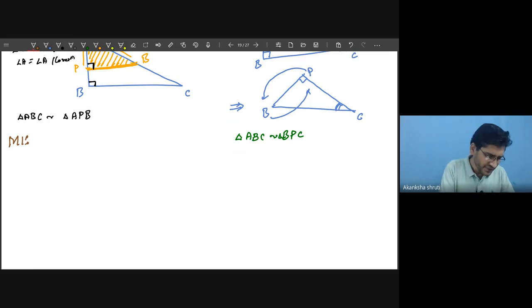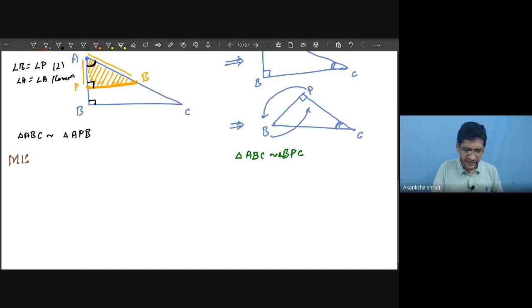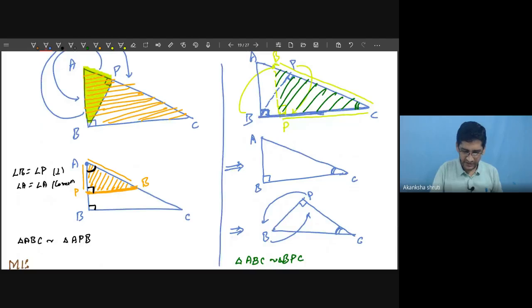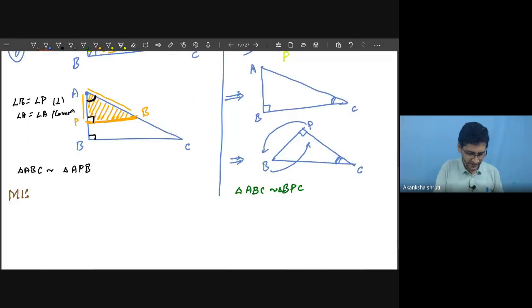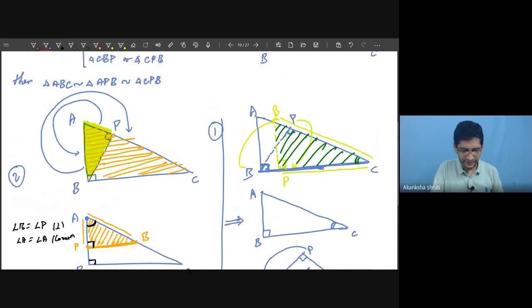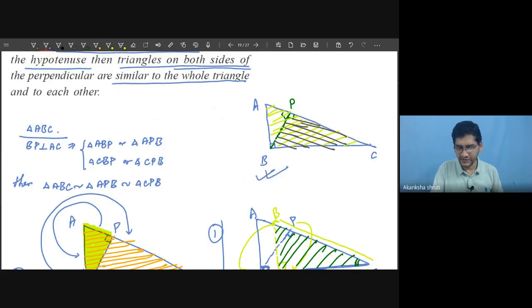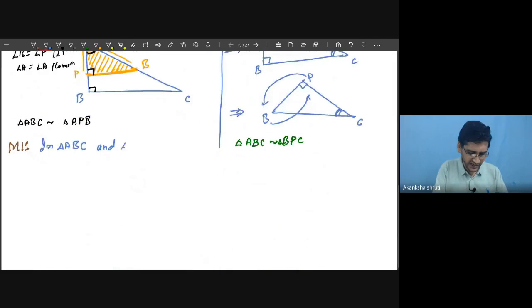So in this method, we are going to prove each of the two triangles similar to the original triangle. So let me write this first one here, whatever I had explained, and it is the second one. Take triangle ABC and the new triangle that we have taken from this original figure, which is triangle BPC.